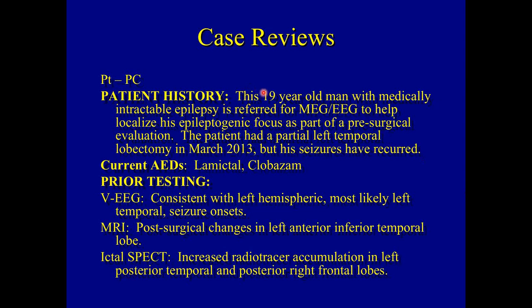Here's a 19-year-old guy who had MEG for part of a pre-surgical evaluation. He had a partial left temporal lobectomy before, but his seizures came back. Video EEG said he had left hemispheric seizures, but we're not exactly sure whether it was temporal or not. He obviously had the post-surgical changes on the left side, and SPECT showed increased radiotracer accumulation in the left posterior temporal and right frontal foci. Okay, what are you going to do with all that?